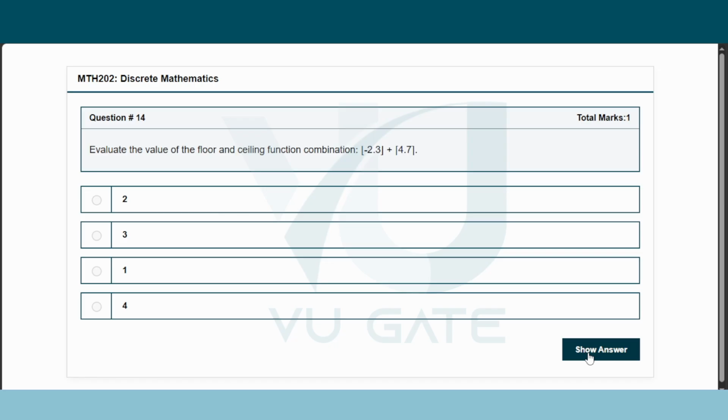Question number 14. Evaluate the value of the floor and ceiling function combination: the floor of negative 2.3 plus the ceiling of 4.7. The correct answer is 2.